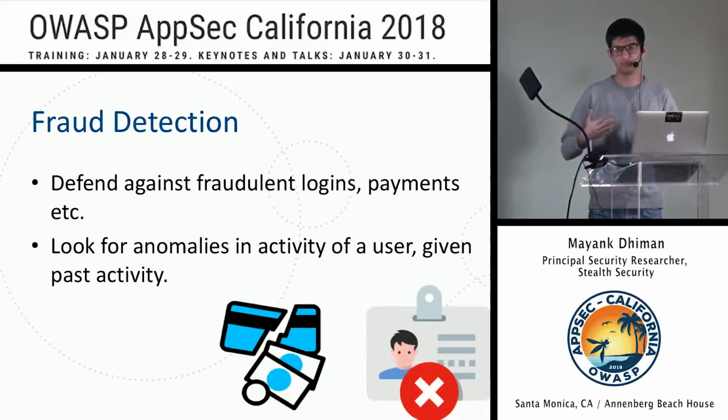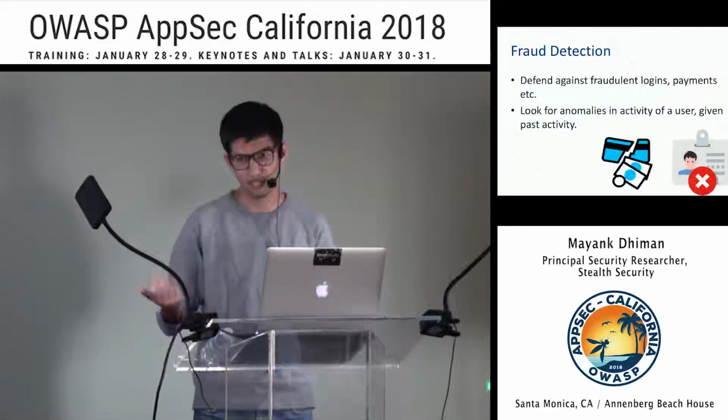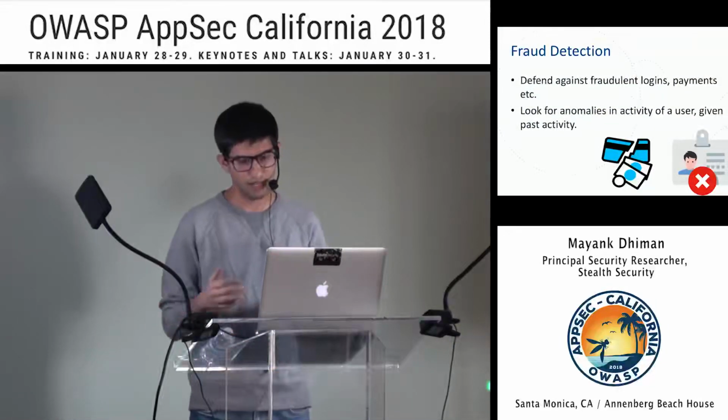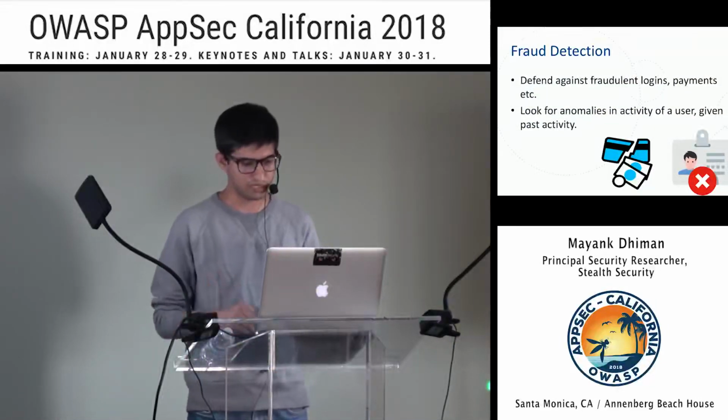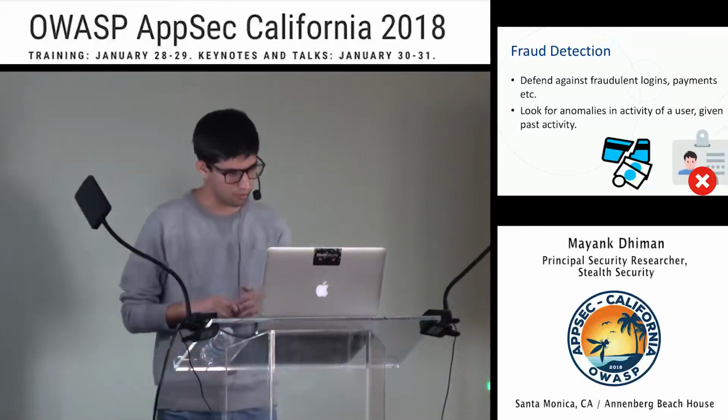For example, suppose every time I log in to my banking account, I log in from San Francisco, and suddenly there is a login attempt from, say, an IP address in LA or in Israel. Then it's potentially suspicious, and it might trigger the fraud detection solution. Similarly for credit card payments, if there are any fraudulent or suspicious activities on your credit card, it would trigger the fraud detection solution.